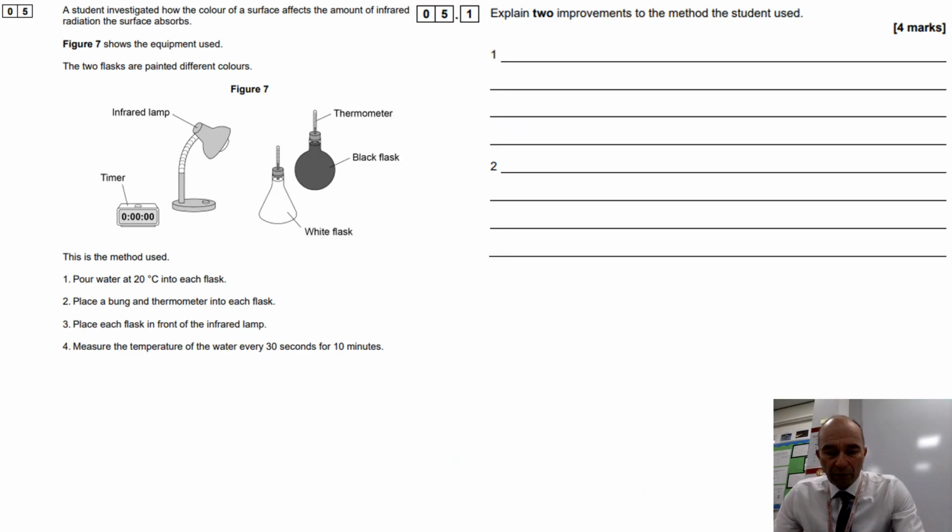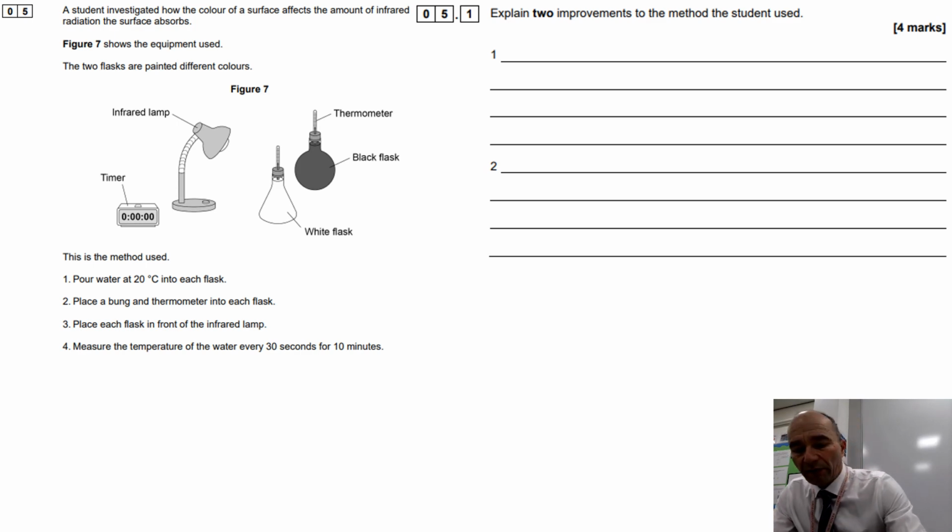With question 5, we've got a student investigating how the colour of a surface affects the amount of infrared radiation that the surface absorbs. You've got a diagram of the equipment used, and we've got two flasks that are painted different colours. You've got your black flask and your white flask. You're given the method, and we need to come up with two improvements to the method that the student used. It's quite apparent straight away that the two flasks are at different distances from the infrared lamp. Straight away, that's no longer a fair test.